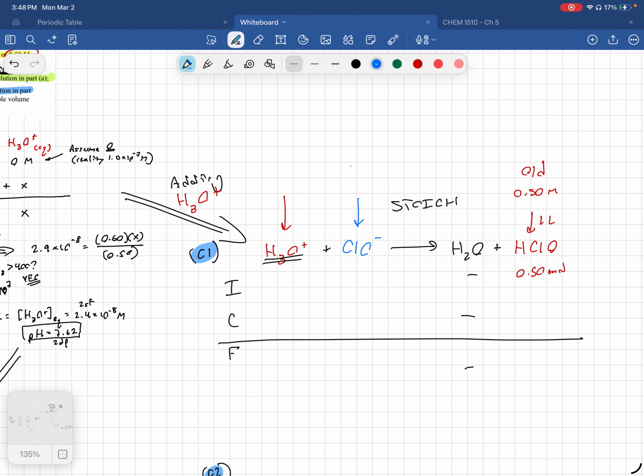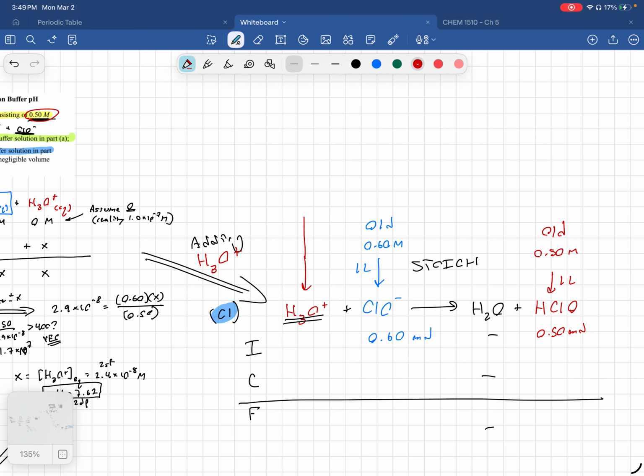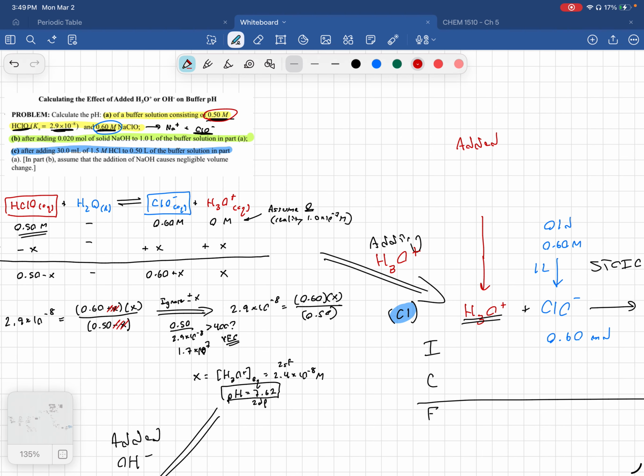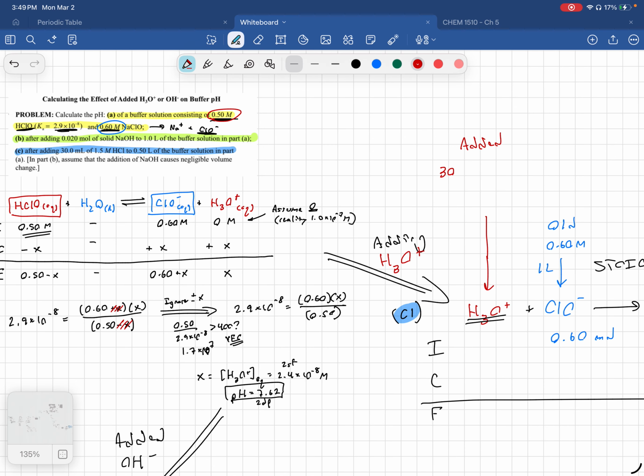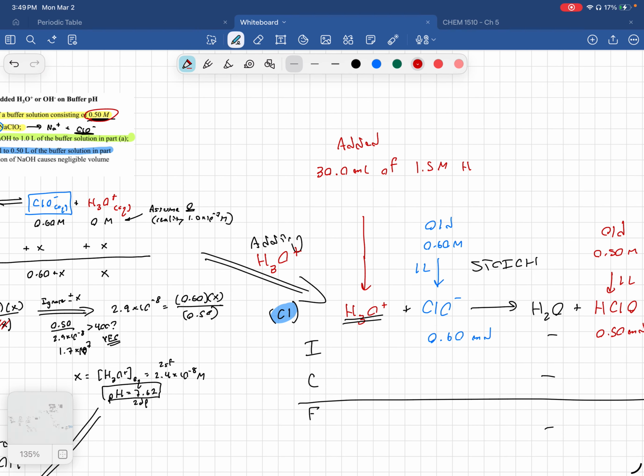Here again, our old concentration is 0.60. That's from the original problem. And that converts, since it's a 1 liter solution, to 0.60 moles. Now, here's a new added step, right? We added, if we look here, 30 mils of a 1.5 molar HCl solution.